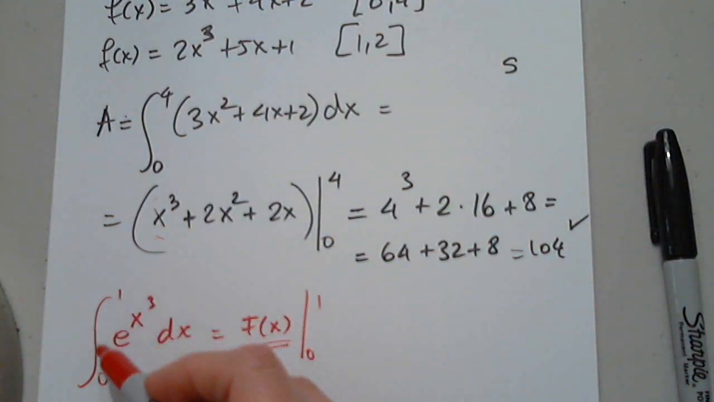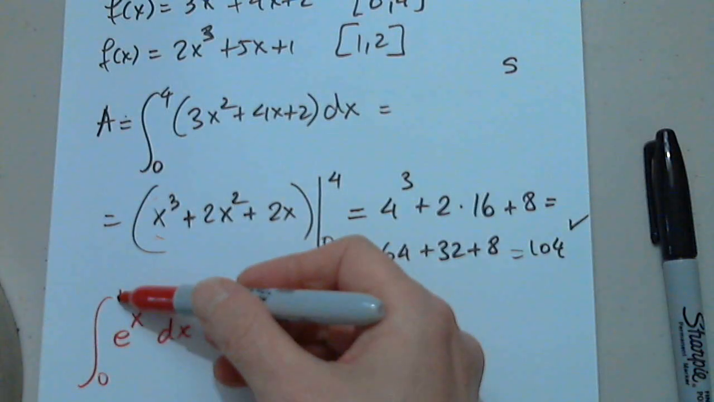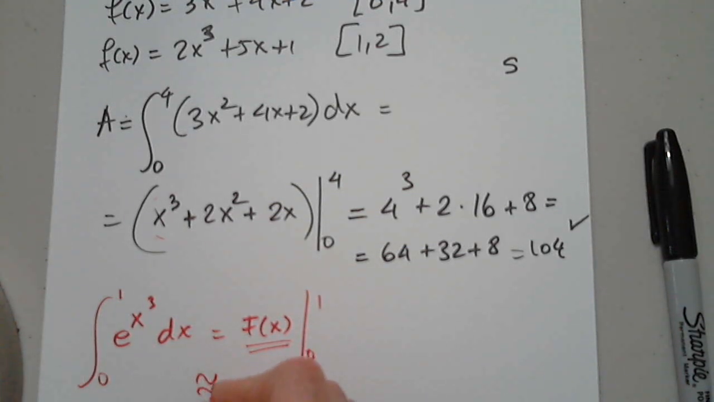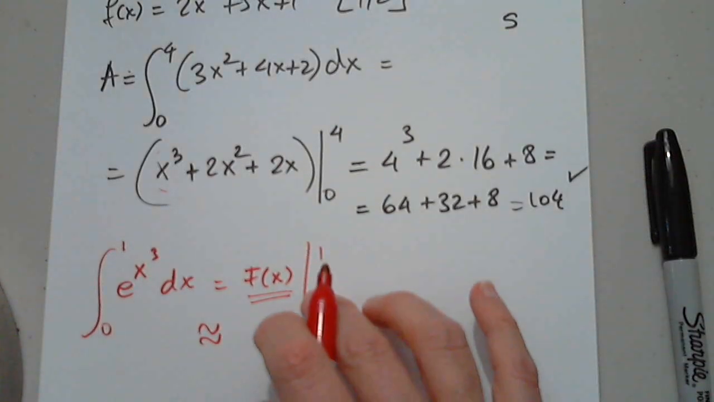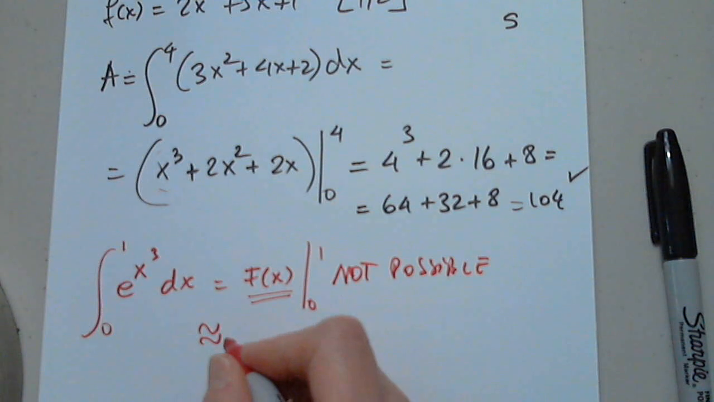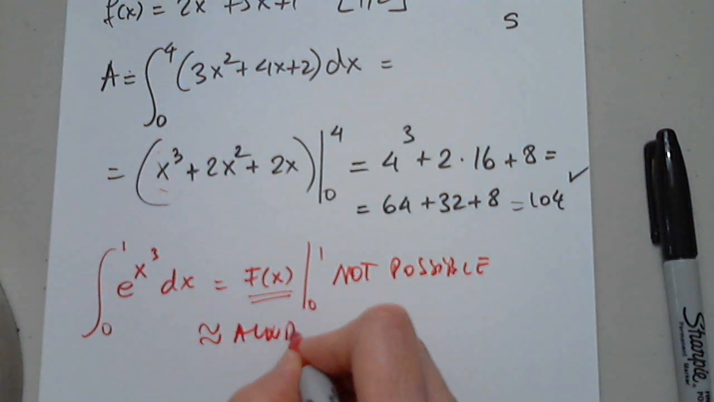We will always be able to approximate the integral from 0 to 1 using, let's say, 4 subintervals, leftmost point, rightmost point, midpoint, whatever you want to do. We will always be able to find an approximation. So this is not possible, but the approximation always is.